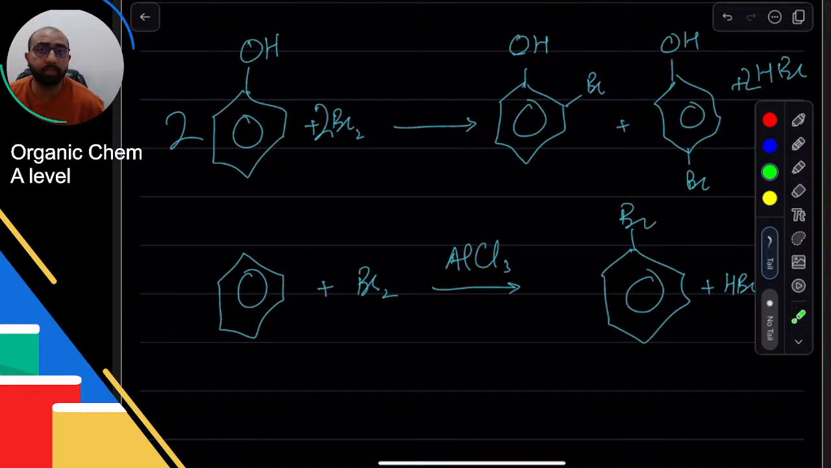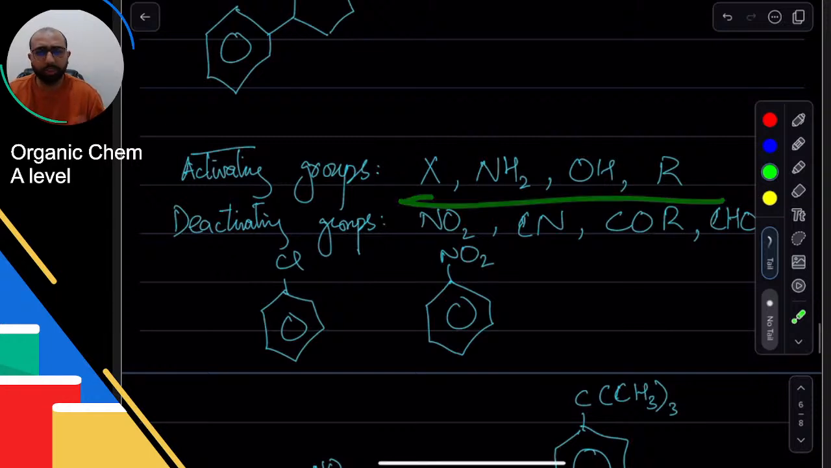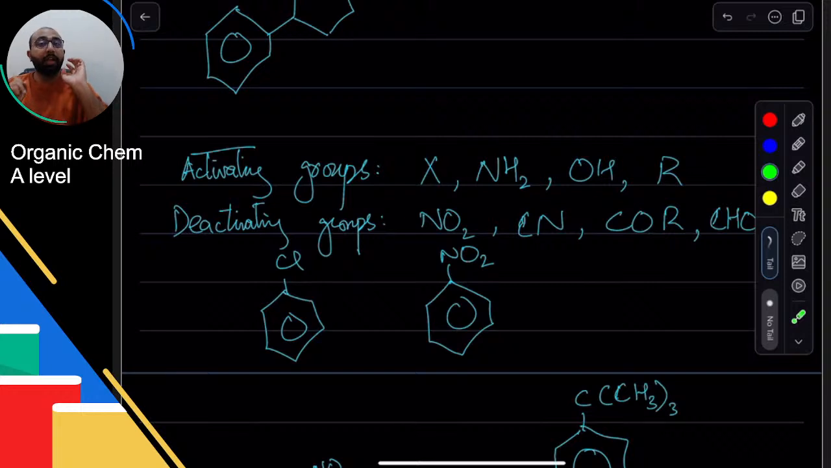Other activating groups will do the same. If you have chlorine, it will do the same. If you have other activating groups like these, they will just make it more reactive. Catalyst की जरूरत नहीं पड़ेगी. Except if I wanted to get nitro.